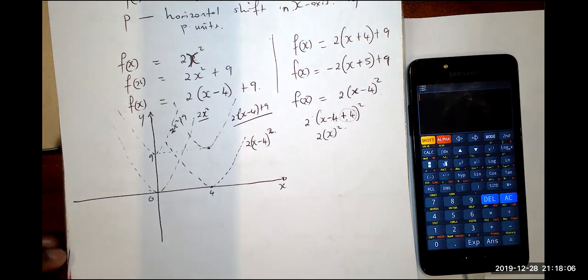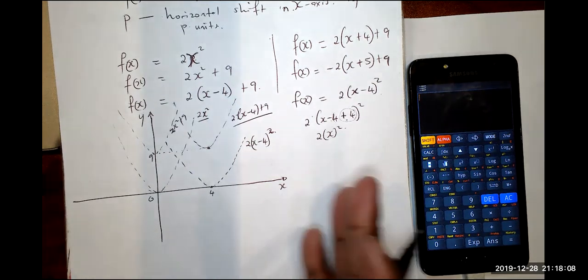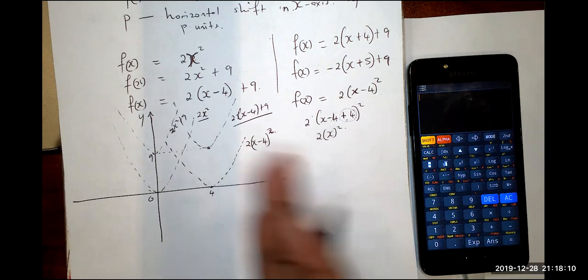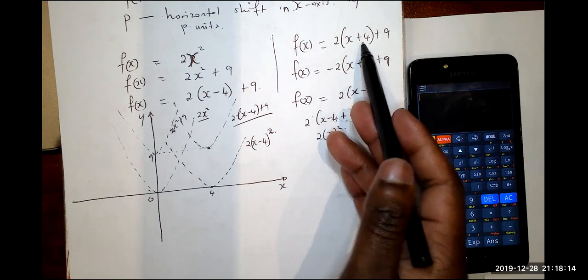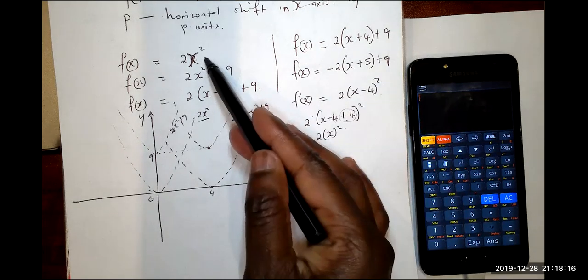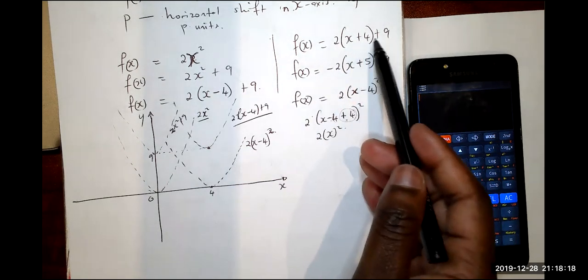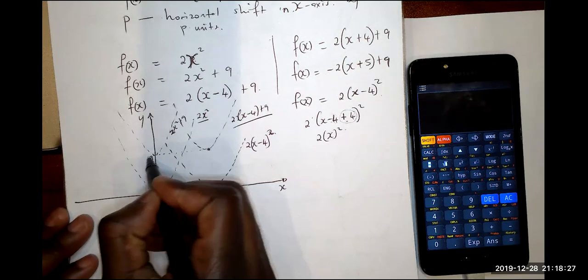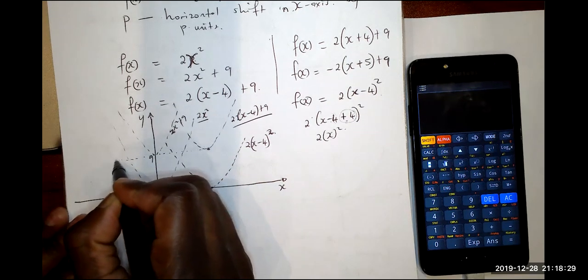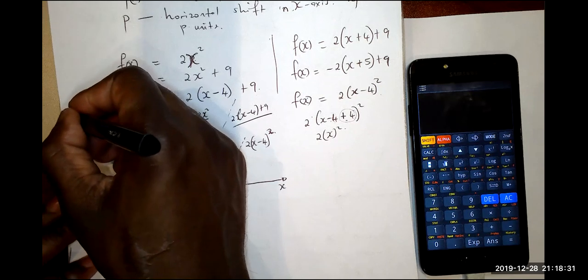That's what you need to remember when you are moving to the left. When it's plus, like in this case plus 4, to get the original we need to cancel this 4, so we subtract by 4 units. So we're actually moving to the left 4 units. In this case, the graph of that one will be somewhere here, hanging here.